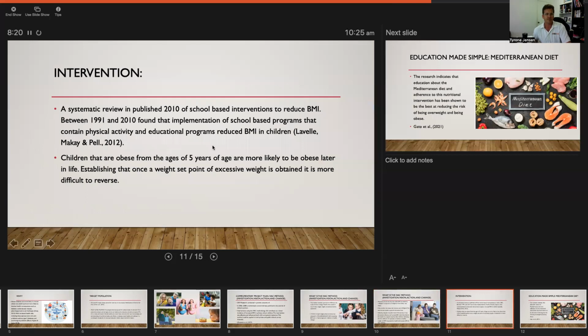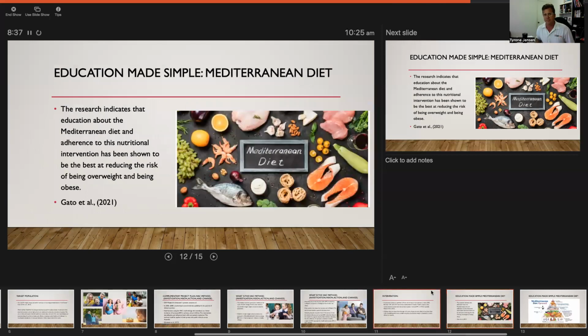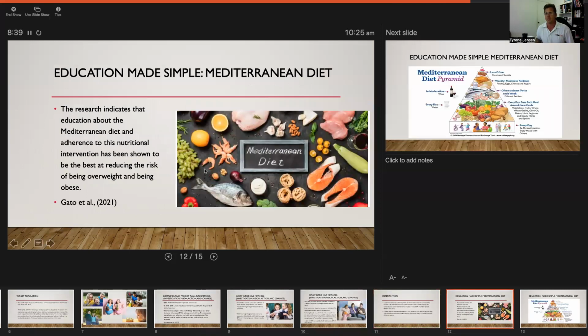Now, the intervention: a systematic review published in 2010 introduced that the implementation of school-based programs works. Children that are obese from 5 years old are more likely to remain obese later in life, establishing that once a set point of weight was obtained, it is more difficult to reverse. So programs must be implemented early.